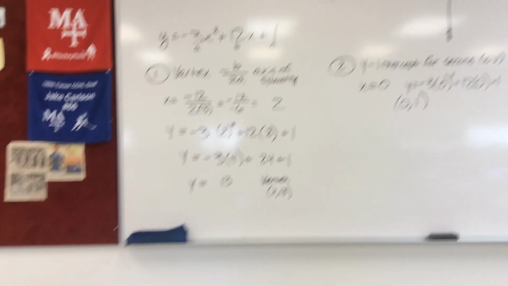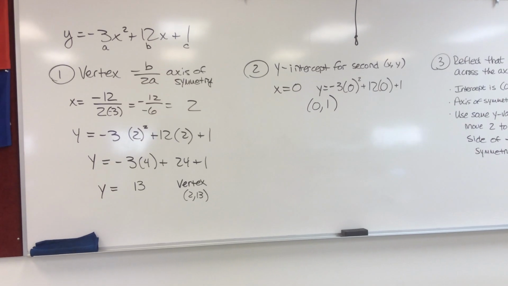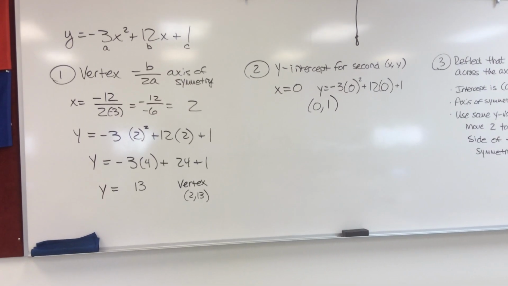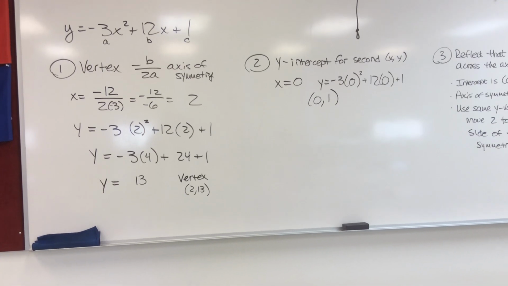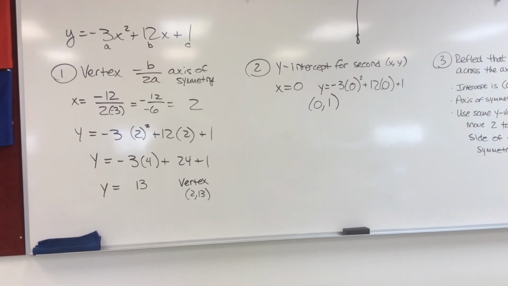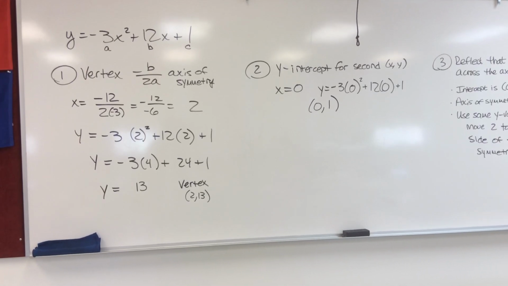Our second step is to find that y-intercept. We need our second solution point. In order to graph this parabola, we need our second solution point. We are going to find our y-intercept for this one, which is when x equals 0.